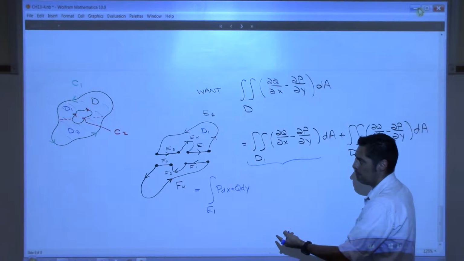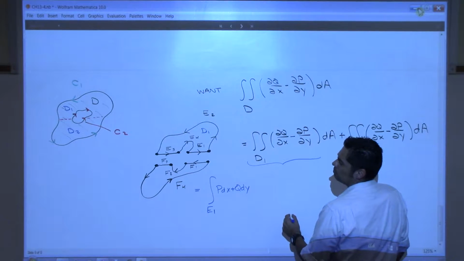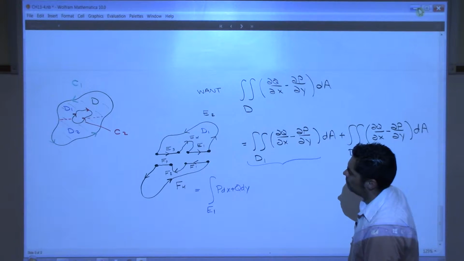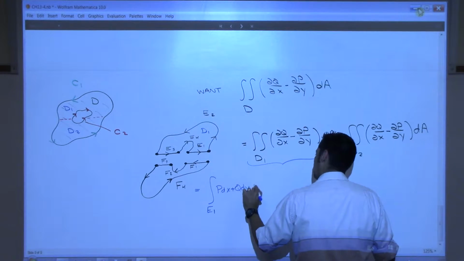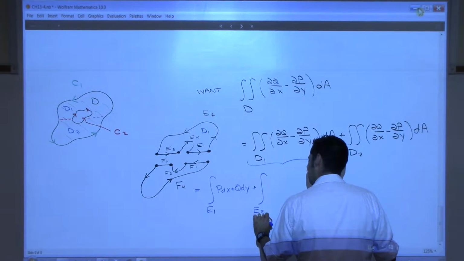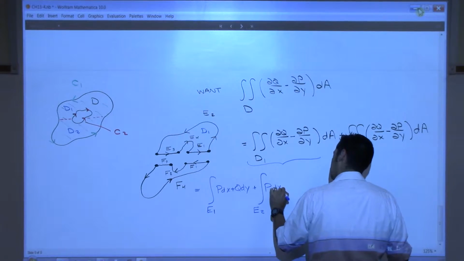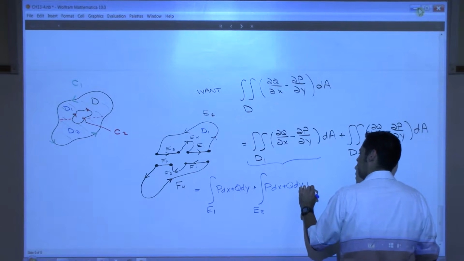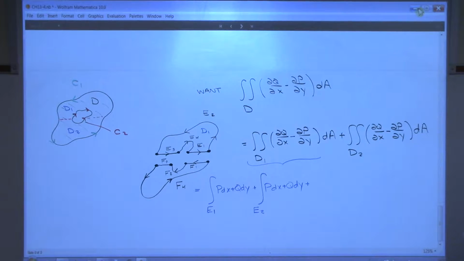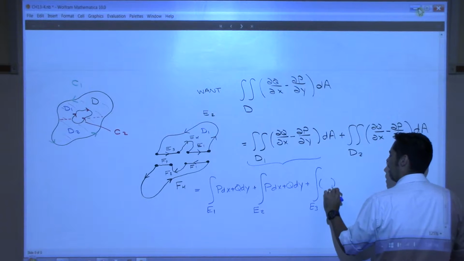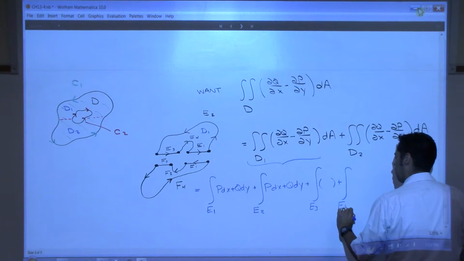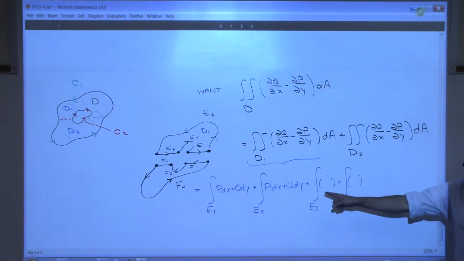Then plus, hold on a second. Yeah, E2. So I'm moving here to here. Now go around here. That's E2. So plus integral E2 of P dx plus Q dy plus what? E3, E4, right? To save room, I'm just going to put integral E3 blah plus integral E4 blah, right? Same thing I had over here. All right, that's this one.